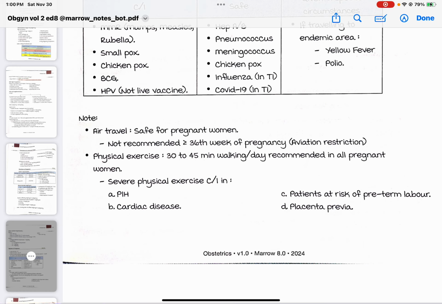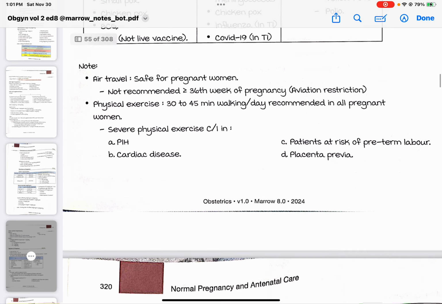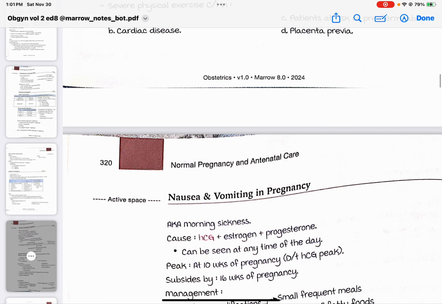Physical exercises: 30 to 45 minutes walking per day recommended in all pregnant women. Severe physical exercise is contraindicated in pregnancy induced hypertension, cardiac disease, patients at high risk of preterm labor, placenta previa.